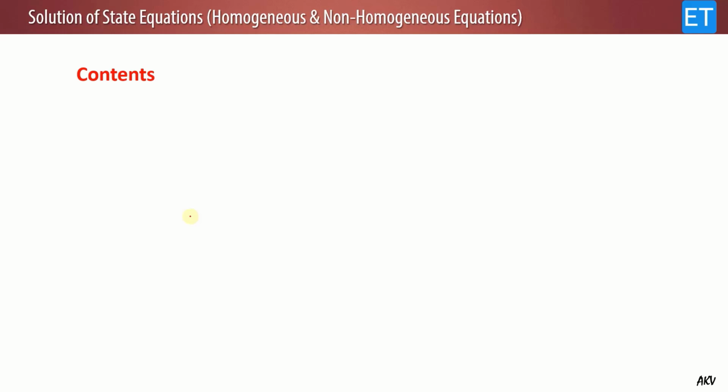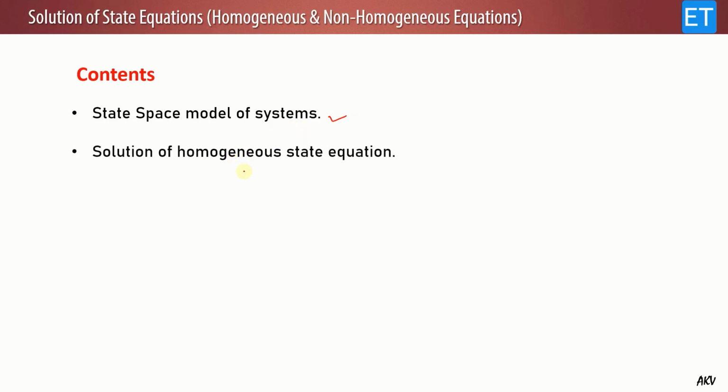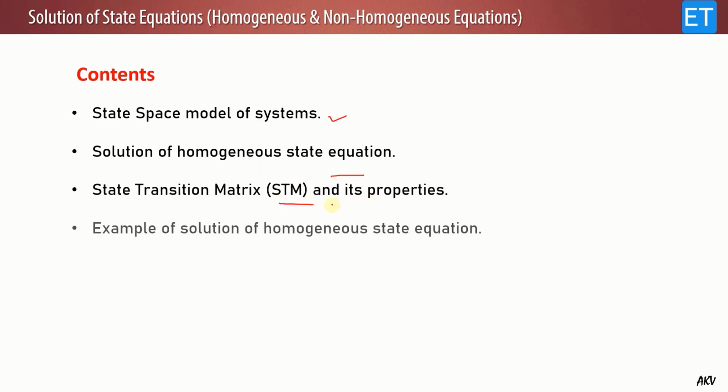Okay, let's go through the contents of this video. First, I will give an introduction to the state space model of the systems. Then I will talk about the solution of the homogeneous state equation. Then I will explain the state transition matrix and its basic properties. Then I will take one example of the solution of the homogeneous state equation.